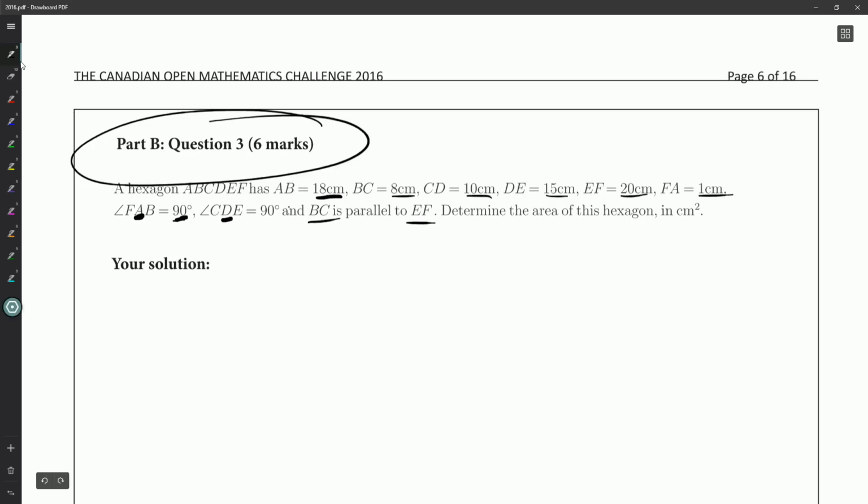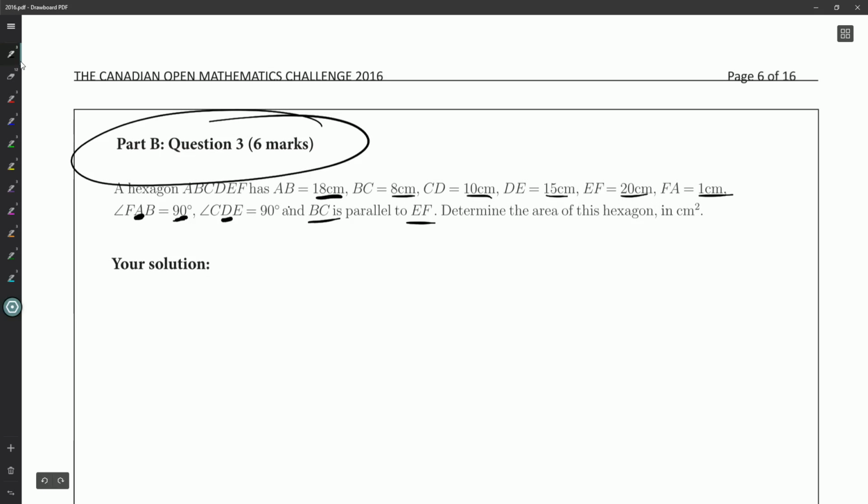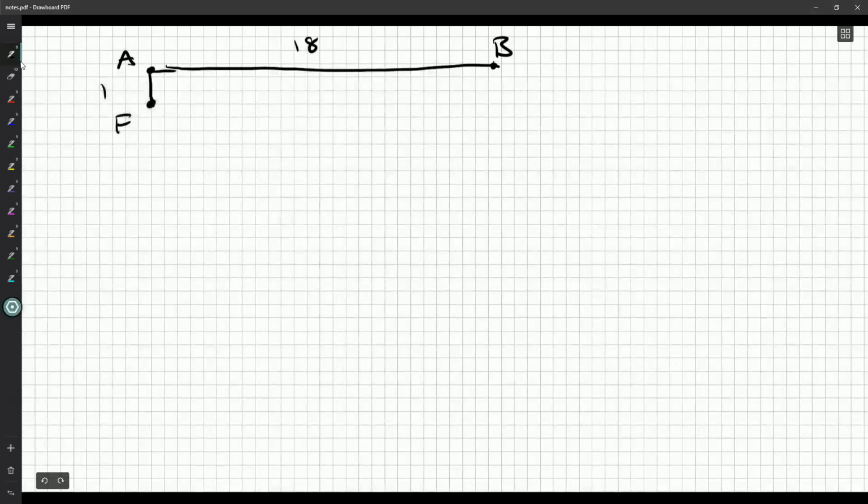Well, the first thing I'm going to try and do is draw this hexagon at least a little bit. We know we've got a right angle at A, and so A goes to B, which I guess I'll place out here. And AF, that was the short one, right? AF was 1. AB was 18. Yeah, 18, 8, 10, 15, 20, and 1. Okay, and then BC is parallel to FE.